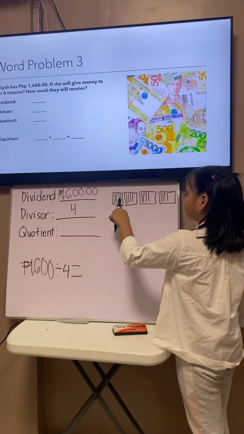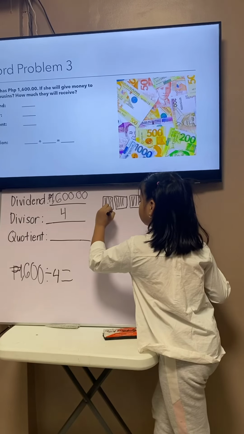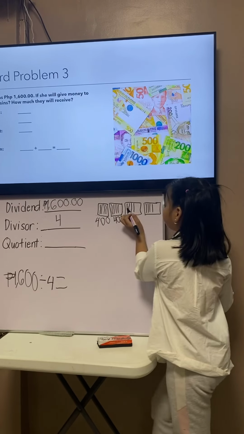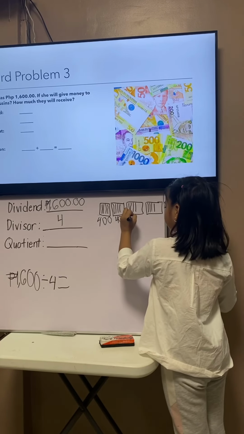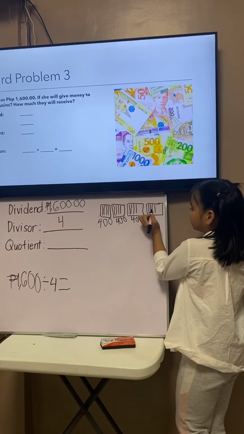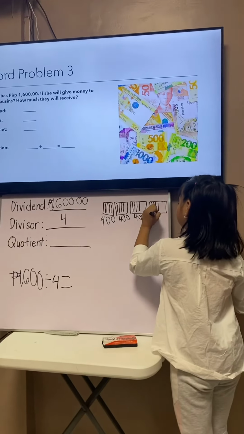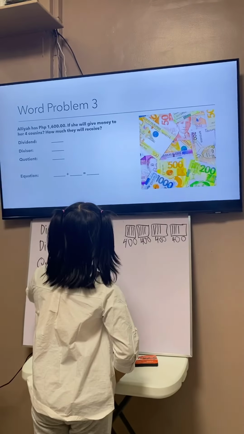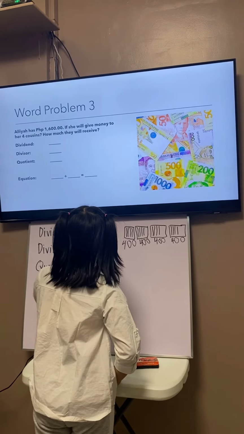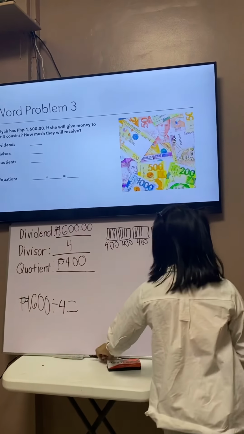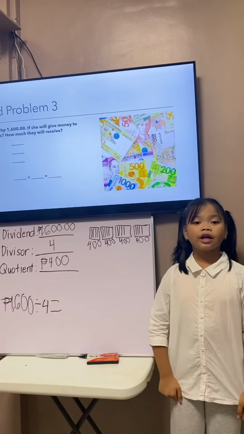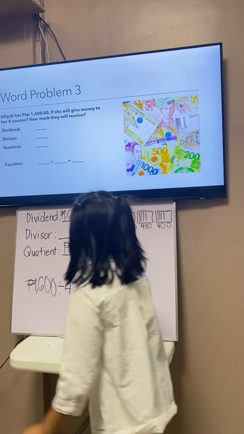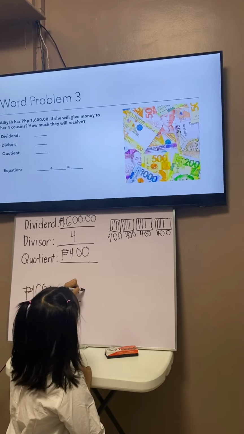100, 200, 300, 400 for each cousin. And the quotient is 400 pesos. And her 4 cousins will receive 400 pesos each. And the final answer is 400 pesos.